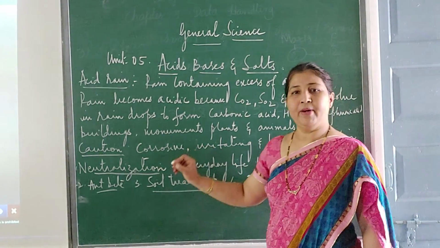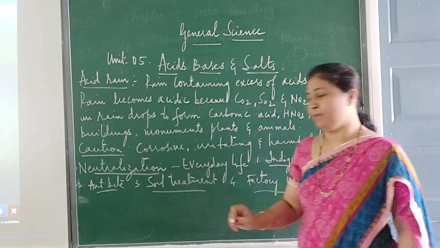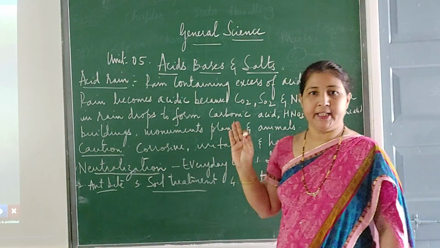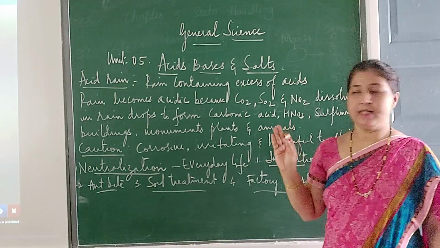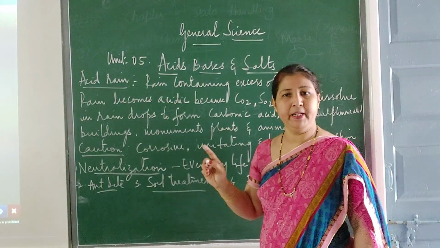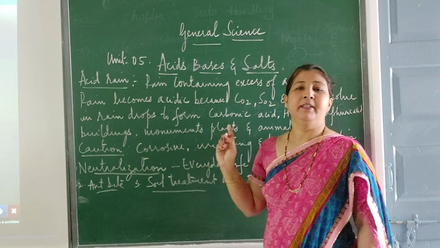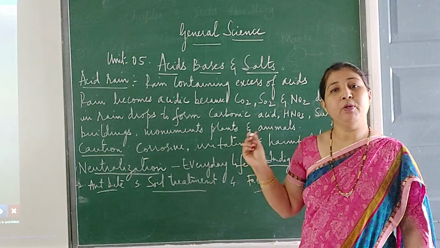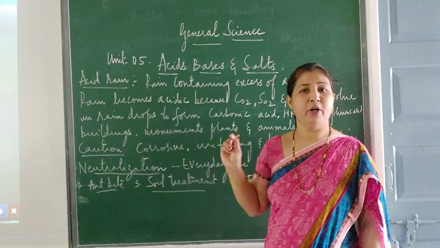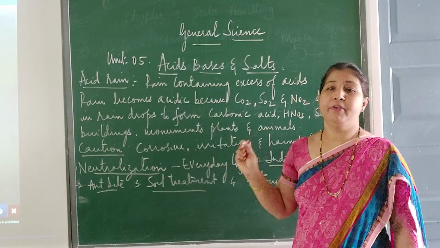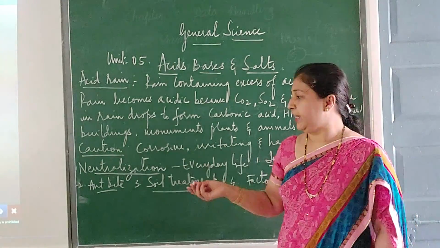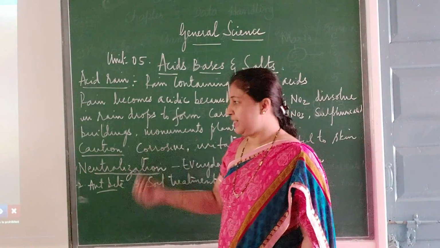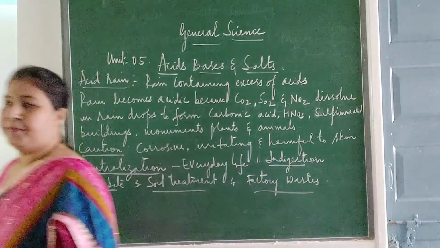So let us study one by one through the smart board. Okay. So now can you tell me, we have studied about three indicators, isn't it, in the previous class. Which are those three indicators? Turmeric, China rose, then litmus. Now we are going to study about another indicator known as phenolphthalein. What is it? Phenolphthalein. This is also an indicator. So this we use in neutralization. Okay, let us see the smart board.